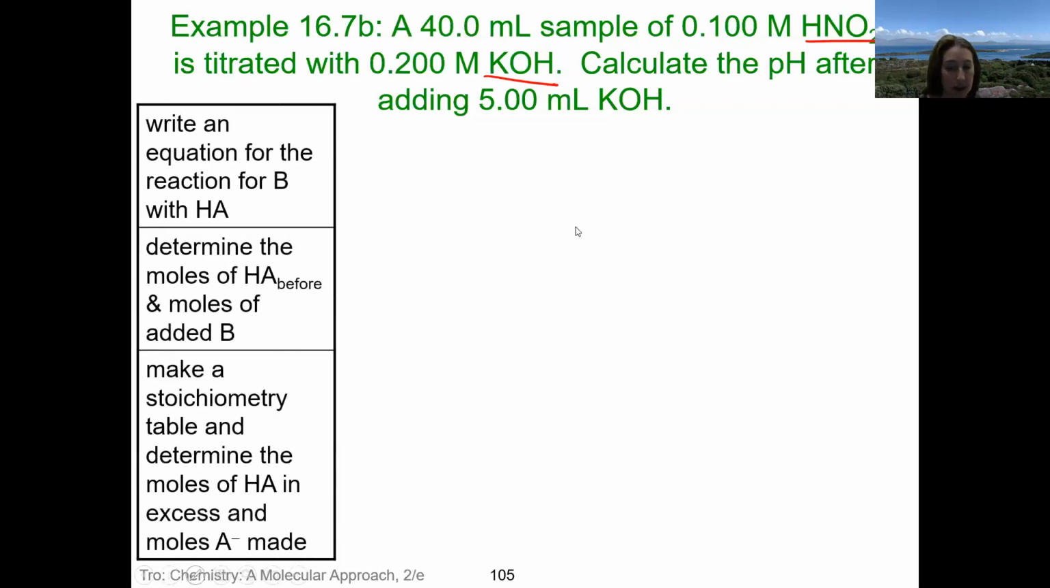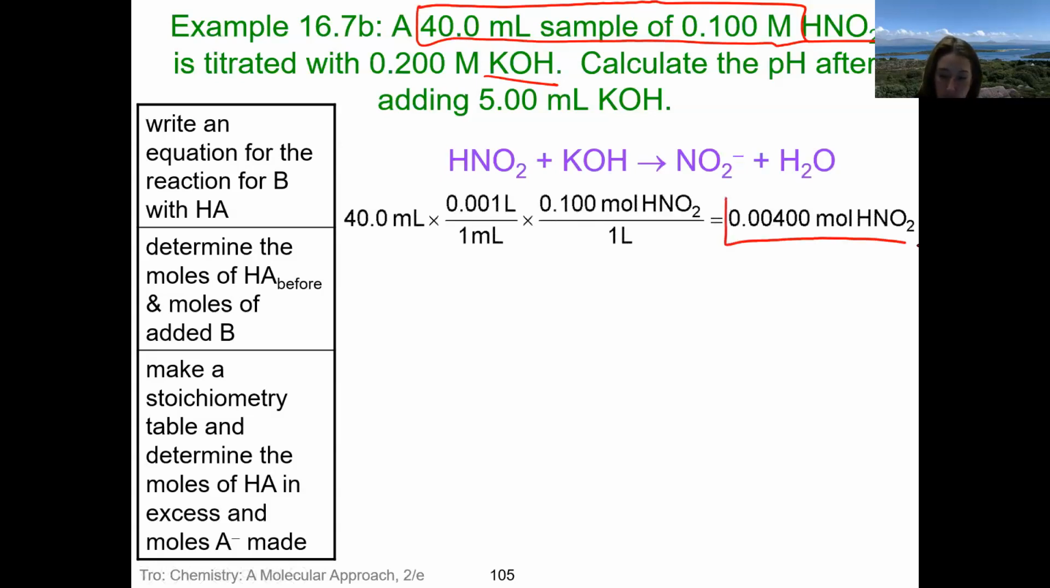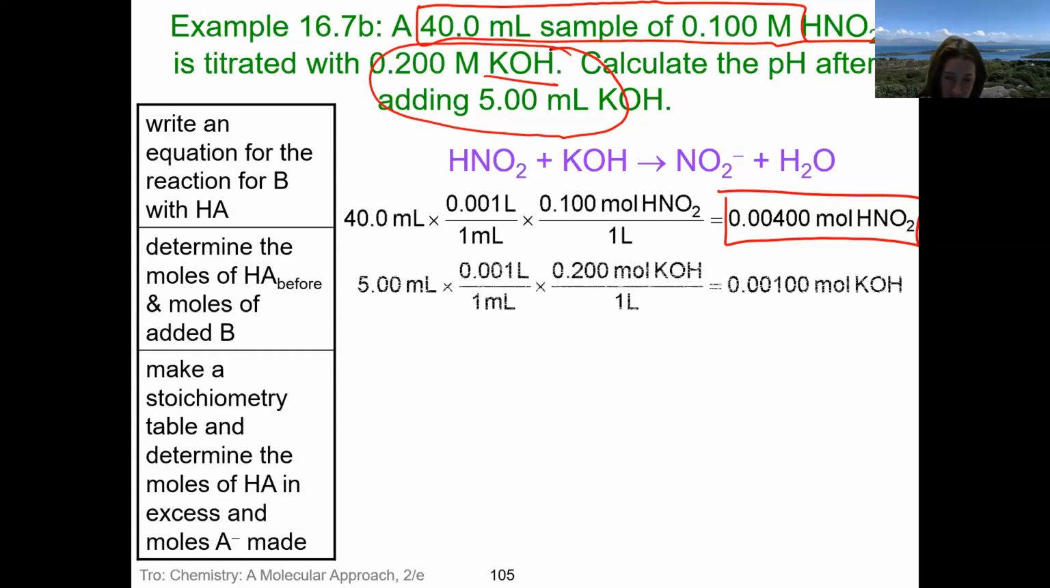So first thing, we've got to figure out how many moles of this we have. Molarity times liters equals moles, right? It's 0.004 moles. Now we need to figure out how many moles of this we have. We just multiply them. It's 0.001 moles. Okay, we have fewer moles of KOH, our strong base, than we do of our weak acid.